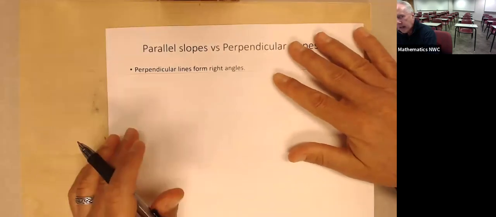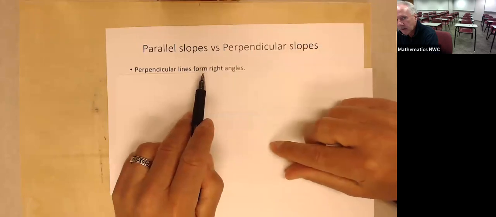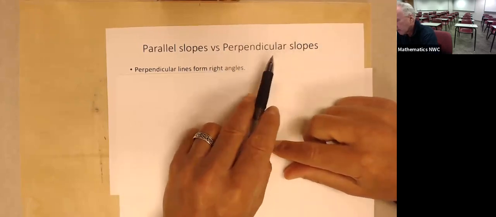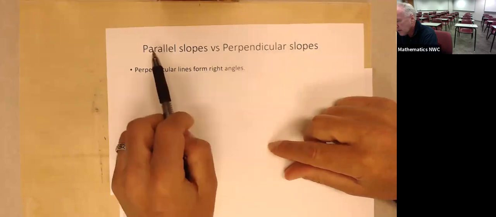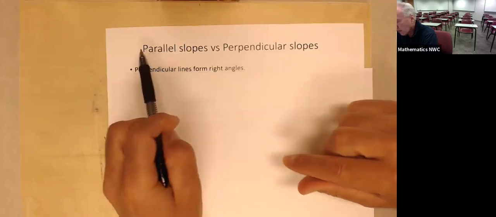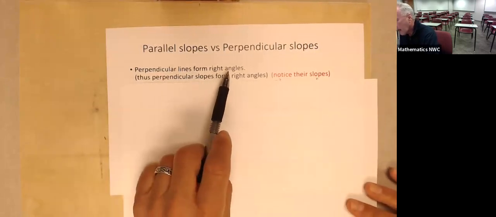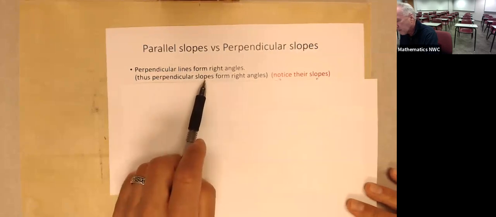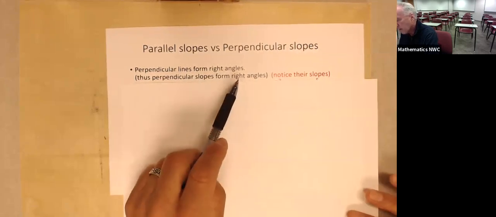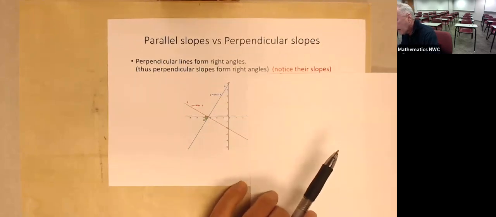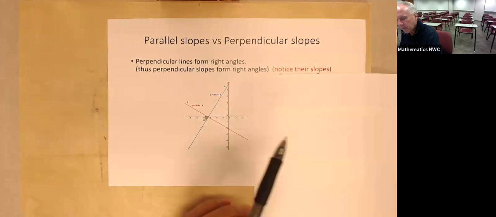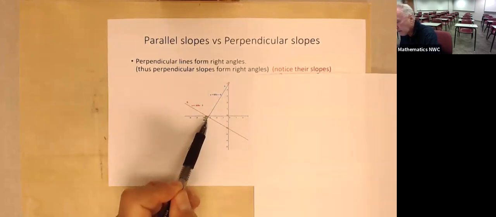A little bit more difficult concept for us, excuse me, is the concept of perpendicular lines, or we might say perpendicular slopes. This isn't quite as easy as what we just got done with, parallel slopes. Perpendicular lines form right angles. That means their slopes form right angles. So now take a look at these two lines. They form a right angle right here.